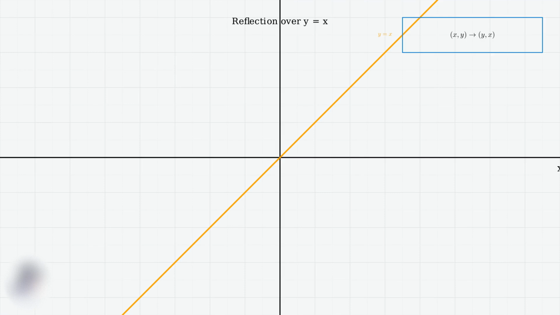The third common reflection is over the line y equals x. This diagonal line creates a unique transformation where the x and y coordinates swap places. Let's demonstrate with the point (3, 4). When reflected over the line y equals x, this point becomes (4, 3). The coordinates have simply switched places. This reflection over y equals x is particularly useful in mathematics because it represents the inverse relationship between x and y coordinates.